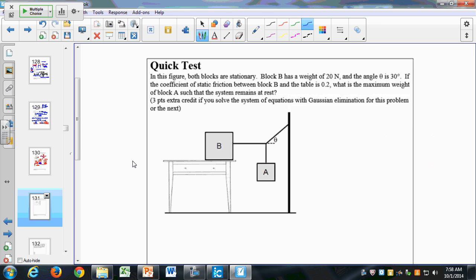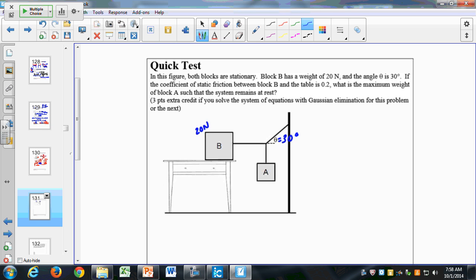So here, I have two blocks. Both are stationary, and block B has a weight of 20 newtons, and the angle theta is 30 degrees. They're connected by this system of rods. We consider them massless rods, or ropes if you want, but they don't bend, so they're not really like ropes. But I have an angle here of 30 degrees. I have a weight here of 20 newtons.